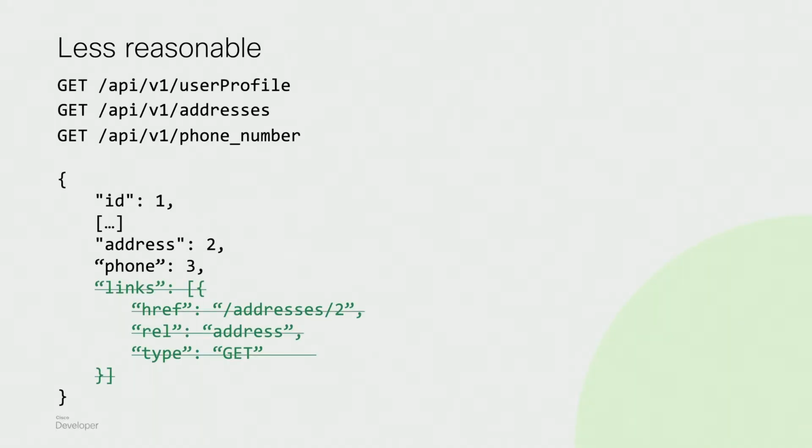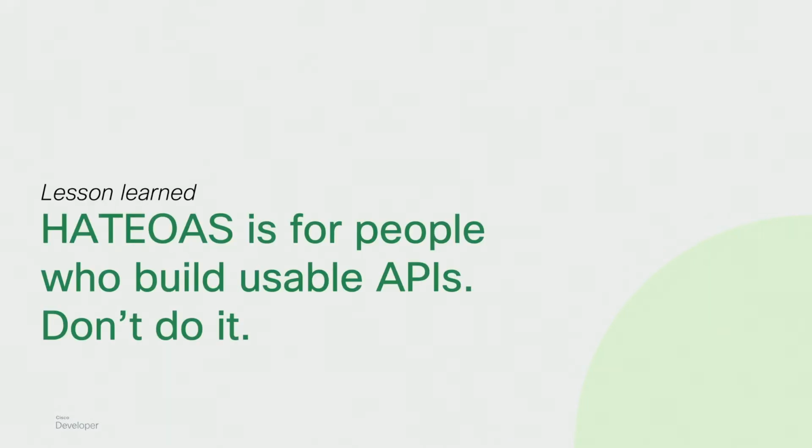Now, obviously in our Nightmare API, we do not want to offer these kinds of easy to use ways to navigate around the API. And if someone really insists on using them, if someone really says, oh, we definitely have to do that, at least make the link format non-standard, right? Don't use RFC 5988, the web linking standard, or Hypertext Application Language, or any of these kinds of standards that exist out there to format these links. Just run with your own, right? You want to be inconsistent not only within your API, but also within the industry. So the lesson learned is HATEOAS is for people who build usable APIs, so don't do it.